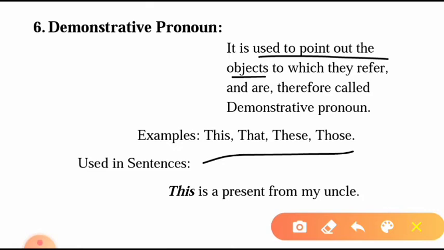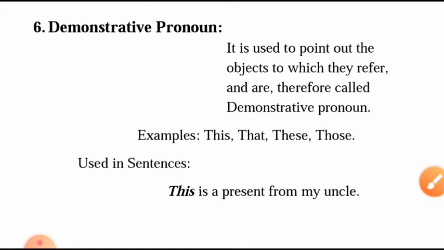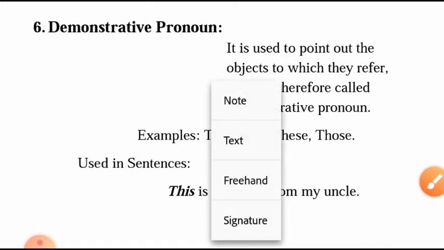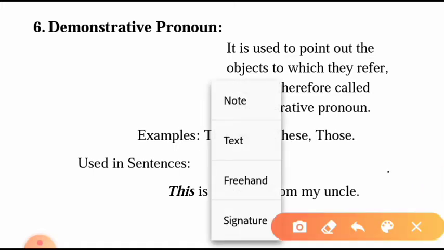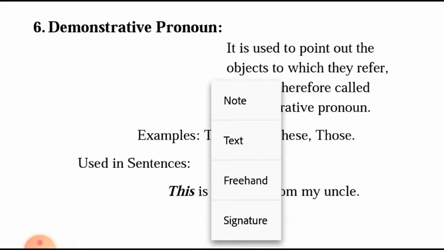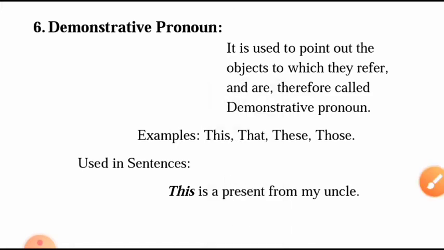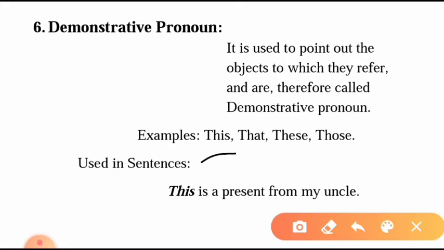So let me distinguish these words, the difference between this, that, these and those. So let's talk about that. This and that we use for a singular noun when you are referring to a single thing, while these and those we use for plural.